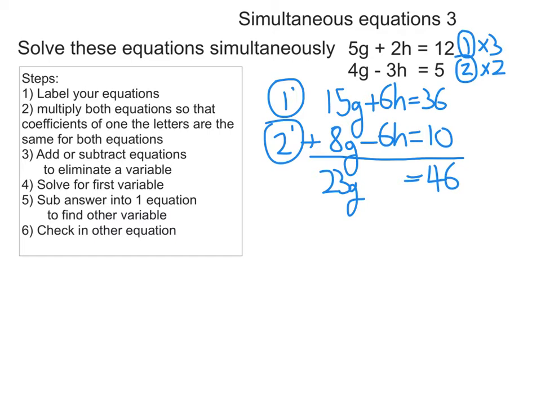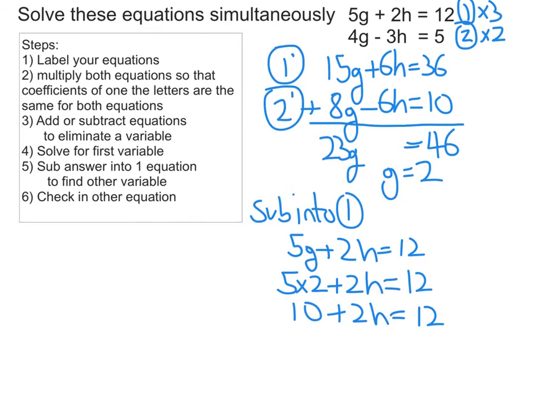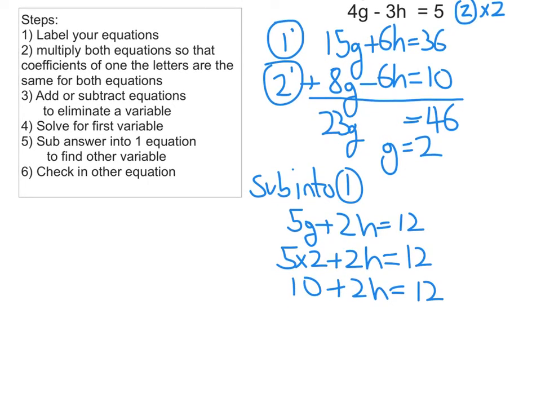So 23g equals 46, so g is going to be equal to 2. So first thing done, let's sub into 1. So we've got 5g plus 2h is equal to 12. So 5 times 2 plus 2h is equal to 12. So 5 times 2 is 10. 10 plus 2h is equal to 12. And we're going to take away 10 from both sides. 2h is equal to 2.